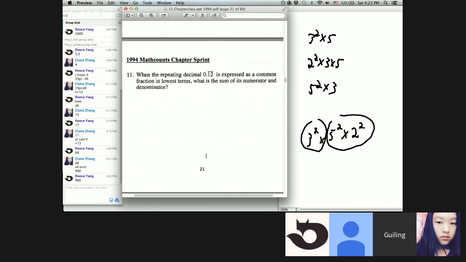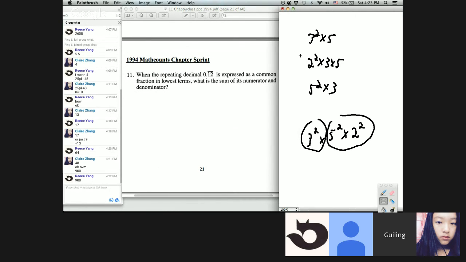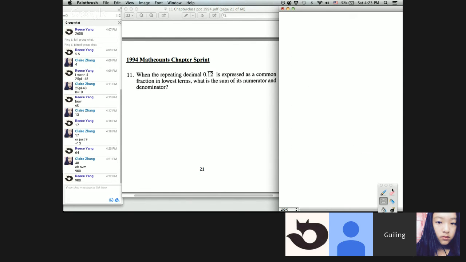Okay, when the repeating decimal 0.12 repeating is expressed as a common fraction, what is the sum of its numerator and denominator?